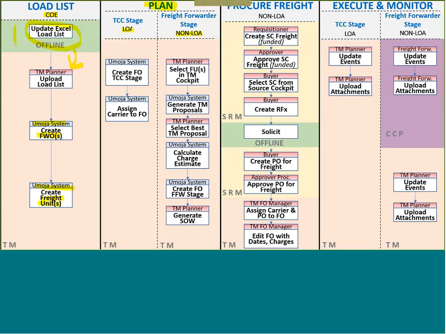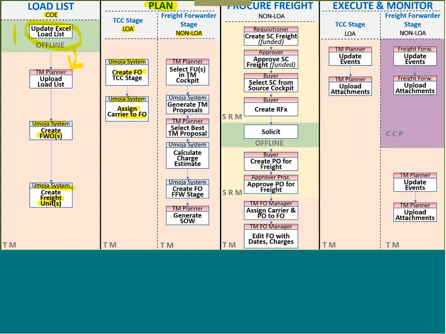As we saw yesterday, the LOA scenario would be equivalent to using a DAP Incoterm, and the non-LOA would be the equivalent to the EXW Incoterm. And basically, we learned that in an LOA scenario, the system does all the work for us. So the Umoja system will create the freight orders automatically, and we'll assign the carriers to the freight orders automatically as well.